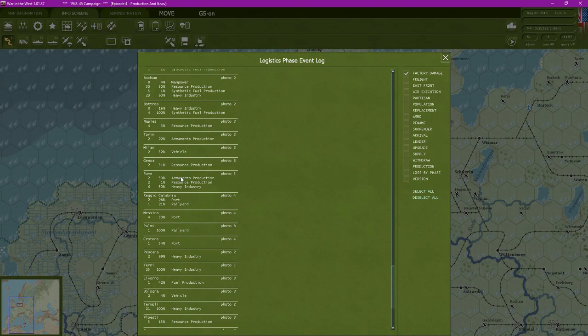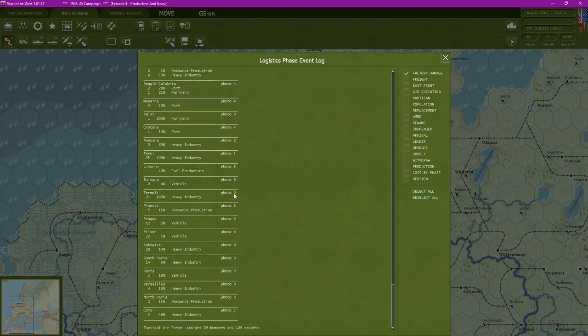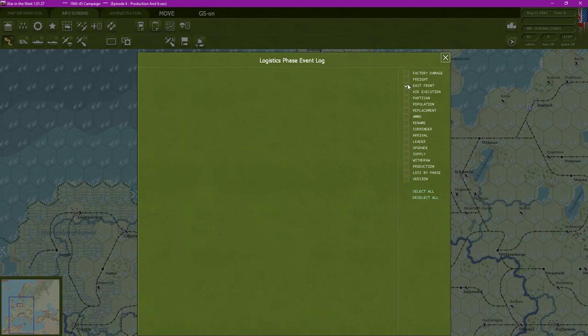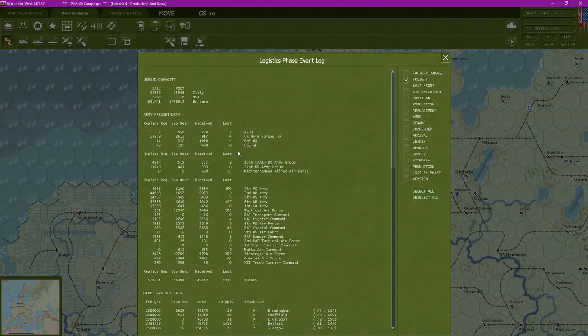Okay. Now I can see Italian, and then in France, Prague over here, so Czechoslovakia. Pilsen. Poland. Okay. Actually, I don't know how the East Front is. Actually, let's see. Right. Not entirely sure what this means, but we can see their total. Hard to say what that means. Okay.